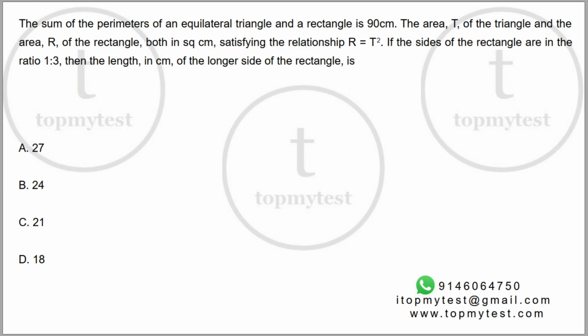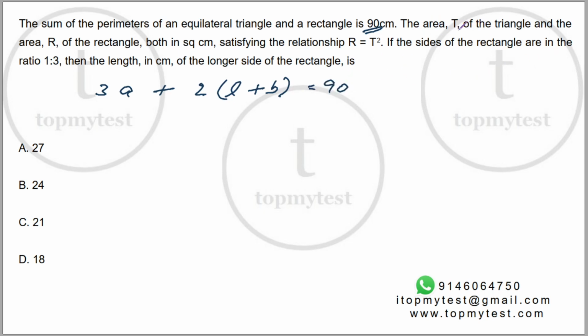So this one says the sum of the perimeters of an equilateral triangle and a rectangle is 90 centimeters. Okay. So let's say equilateral triangle with side A, perimeter will be 3 times A. Rectangle, L and B, twice L plus B equals 90.